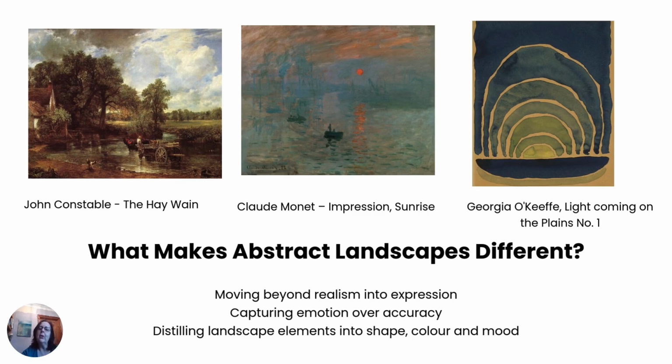O'Keeffe's Light Coming on the Plains No. 1 takes landscape even further into abstraction. Here the scene is distilled into simple, sweeping bands of colour that evoke the vastness and quiet stillness of the land. There are no trees, buildings or fine details, just the pure essence of light and space. Instead of describing a place with accuracy, she conveys its feeling in an almost meditative way.